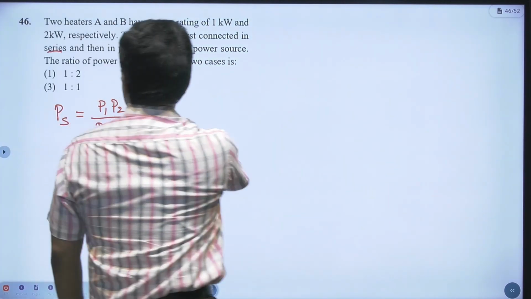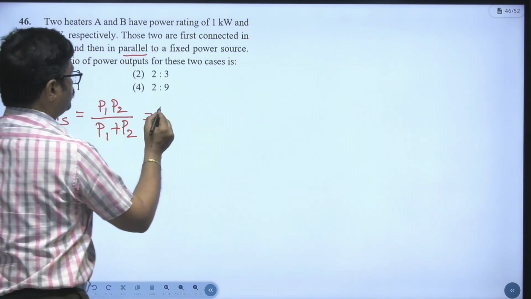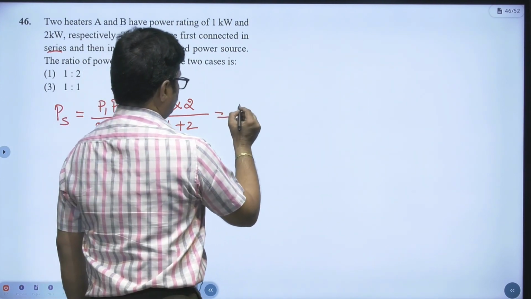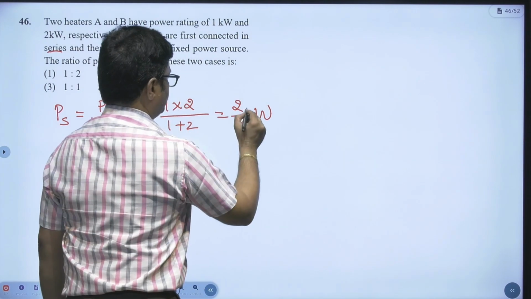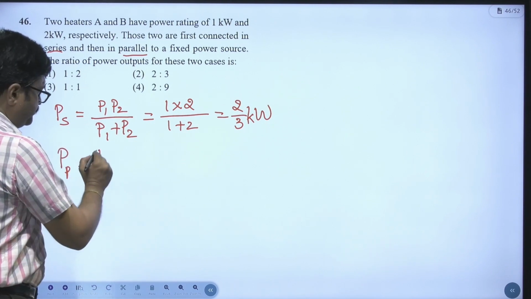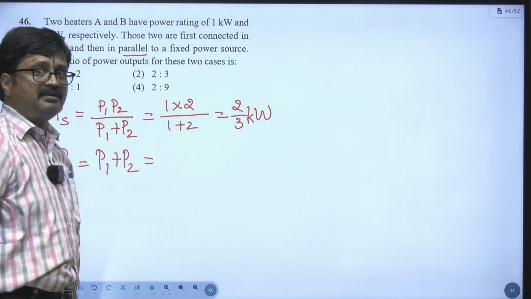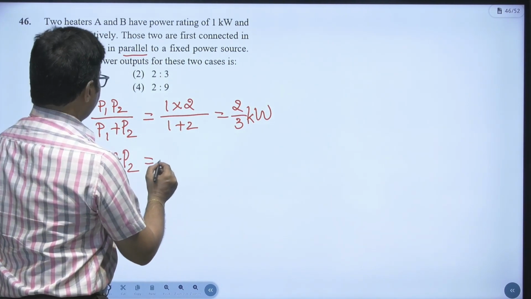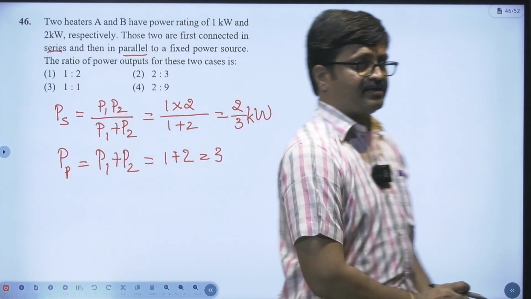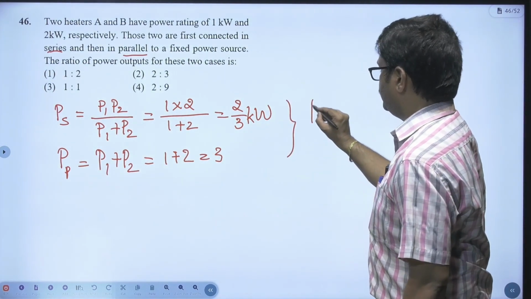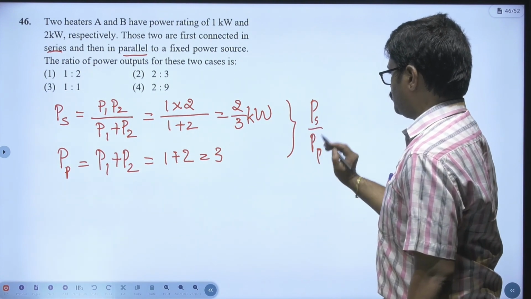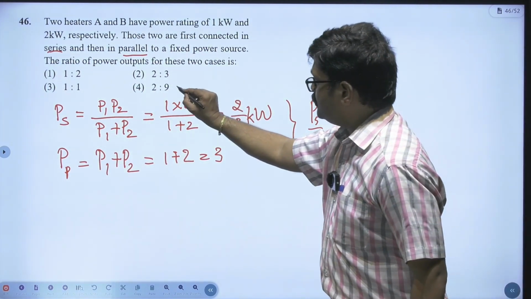Now let us go ahead and use the values they have given. It is 1 kilowatt and 2 kilowatt. So 1 into 2 divided by 1 plus 2. So this happens to be 2 by 3 kilowatt, is it not? Then power in parallel is P1 plus P2. So here simply it will be the sum of these two. P1 is 1 plus P2 is 2, so we will get 3. Now I need not calculate further. Very easily they want us to calculate the ratio of power outputs for these two cases, power in series divided by power in parallel. Very easily we can see that this happens to be option 4.